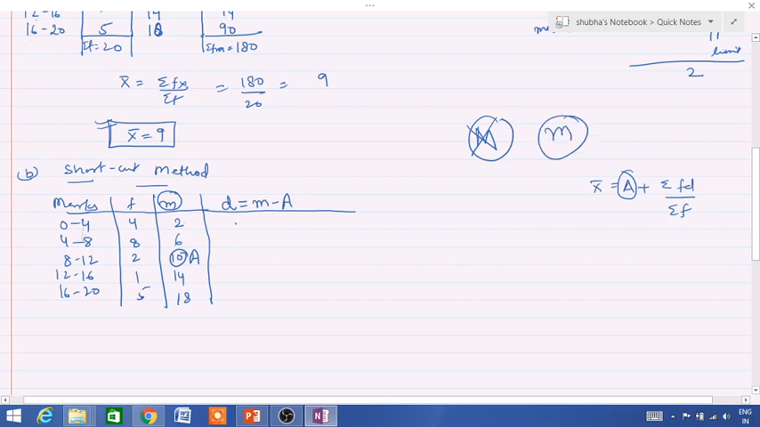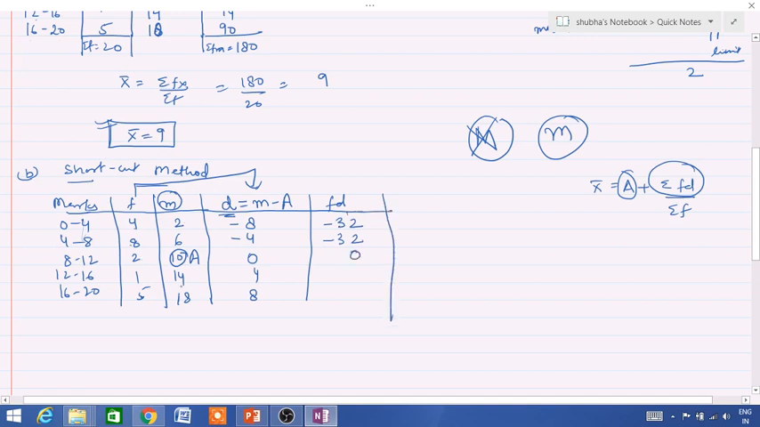2 minus 10, minus 8, minus 4, 0, 4, 8. This is d, and what we have to calculate using the formula is fd. Fd means we have to find the multiplication of frequency and deviation. So 4 into minus 8, minus 32, 8 into minus 4, minus 32 again, 2 into 0, 0, 1 into 4, 4 and 5 into 8, 40. To calculate the addition, the easiest way is to first add the positive ones separately and the negative ones separately.